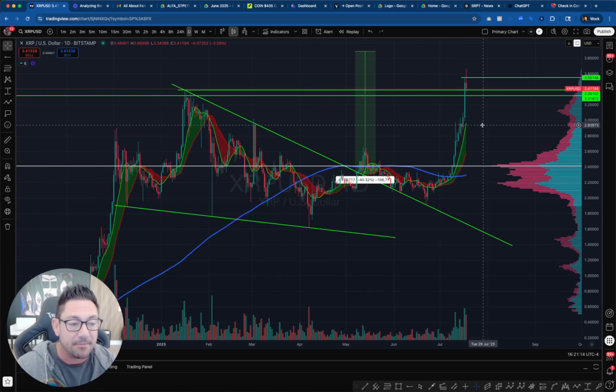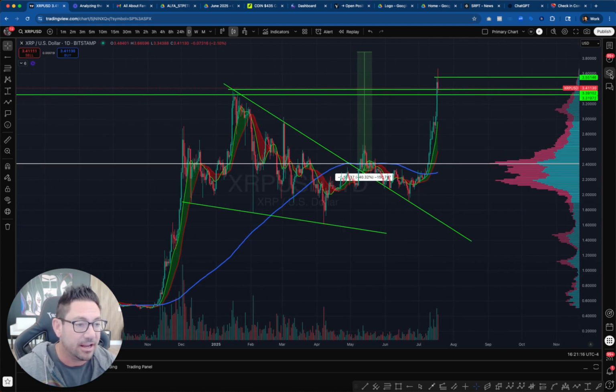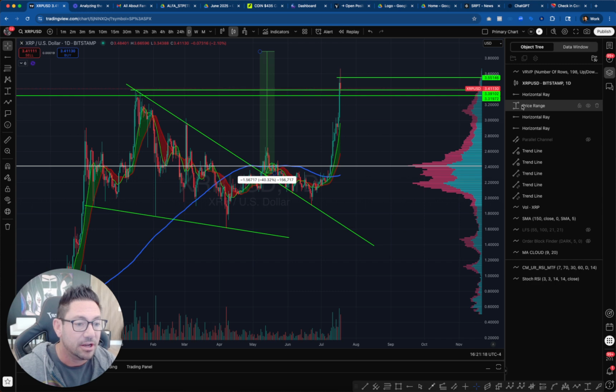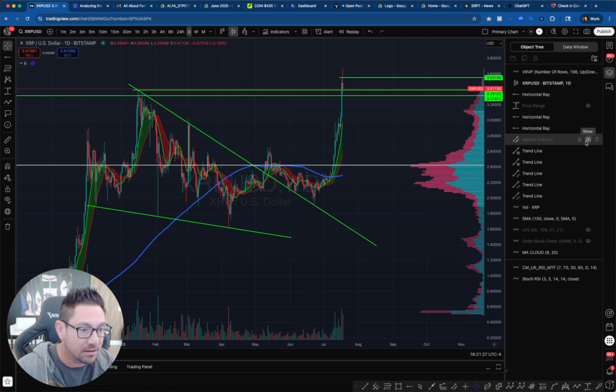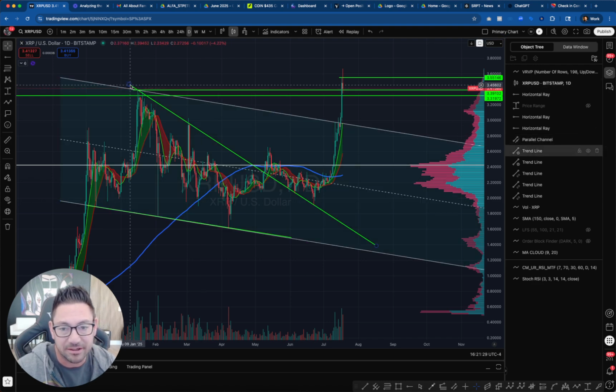Okay, the other way I wanted to look at it is, so we have the descending wedge. The other way to look at it is I'm going to take off some of these things. So take off that price target, put on the parallel, and actually we can leave that on.